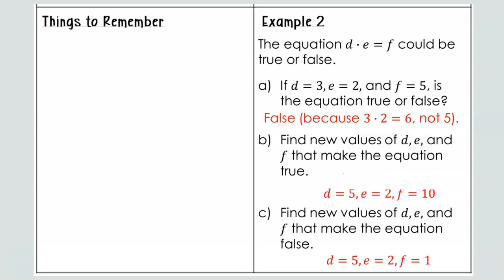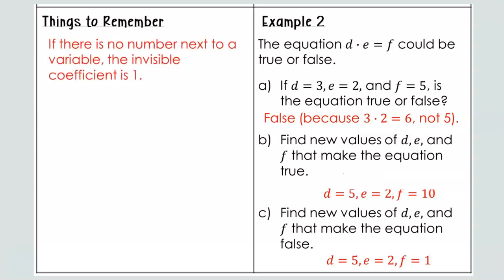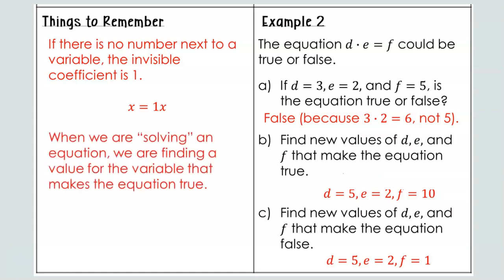Things to remember. If there's no number next to a variable, the invisible coefficient is 1. X is the same as 1x. When we are solving an equation, we are finding a value for the variable that makes the equation true.